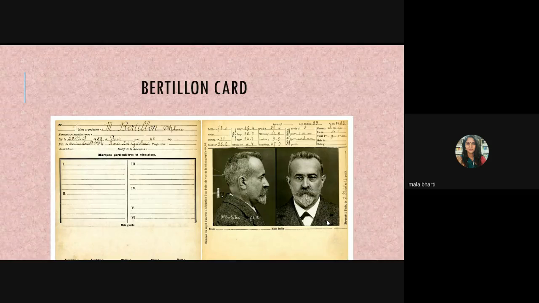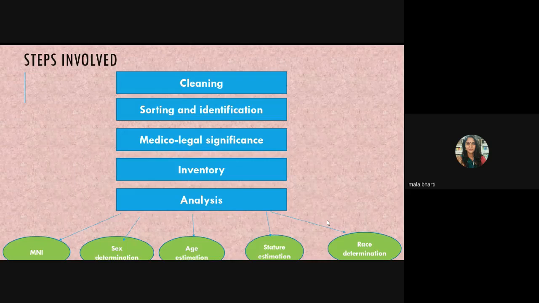This is a Bertillon card. According to him, if we keep a record of all these physical characteristics for each individual criminal who is coming, that will help us identify other criminals when they are committing a crime, though his whole concept was criticized later.